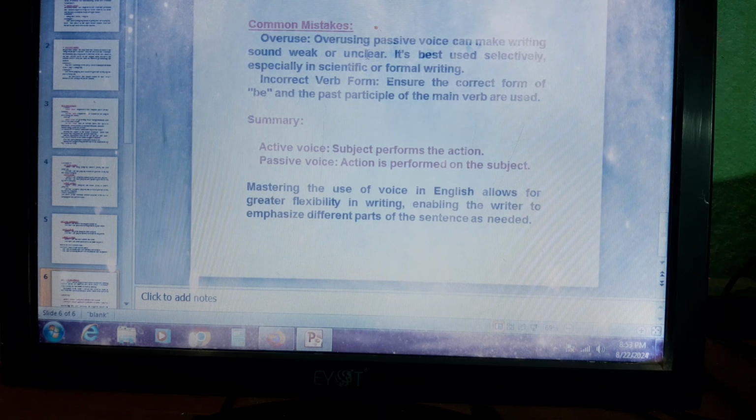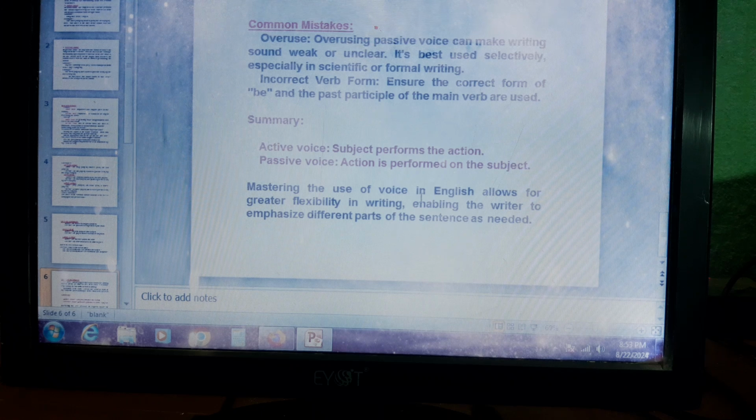Common mistake, overuse. Overusing passive voice can make writing sound weak or unclear. It is best used selectively, especially in scientific or formal writing. Incorrect verb form: ensure the correct form of be and the past participle of the main verb are used. Summary: active voice, the subject performs the action. Passive voice, the action is performed on the subject.